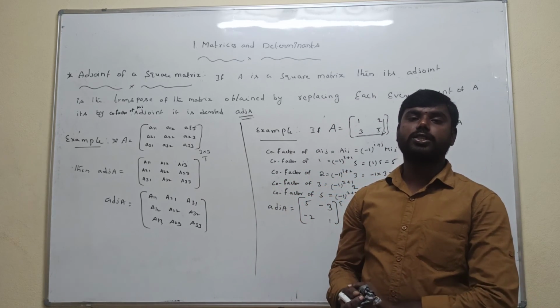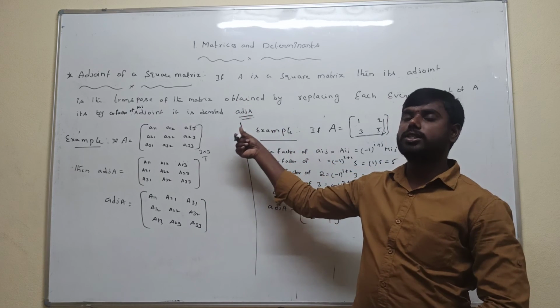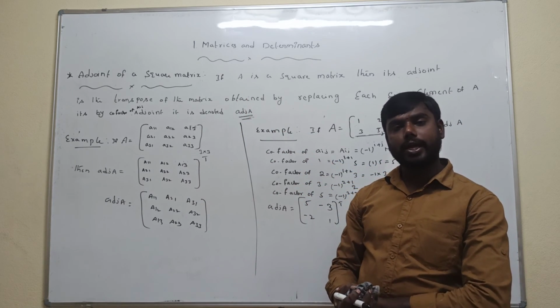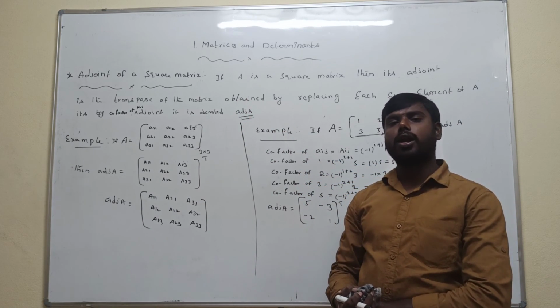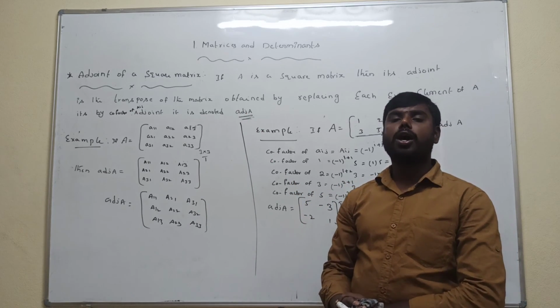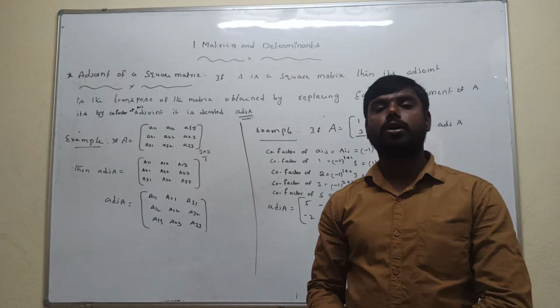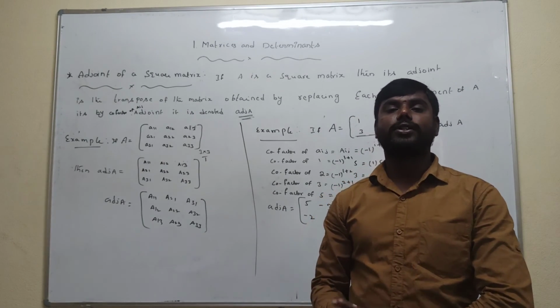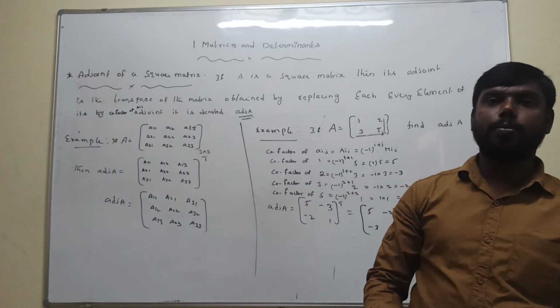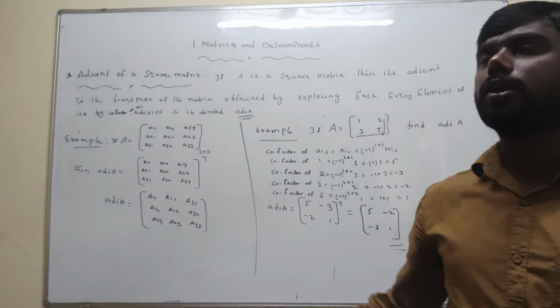Tomorrow we will discuss, based on this concept, how to find the minor, how to find the cofactor, and also how to find the adjoint of A. I think everyone understands. If any doubt is there, please ask, and I will explain once again. Tomorrow we will discuss the basic concept based on these definitions.